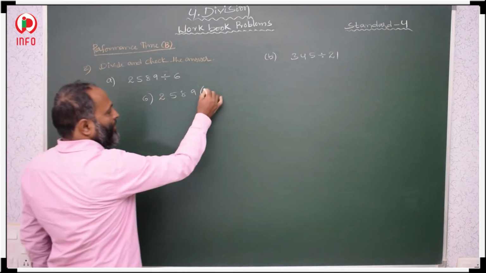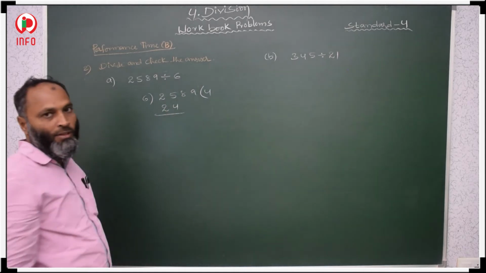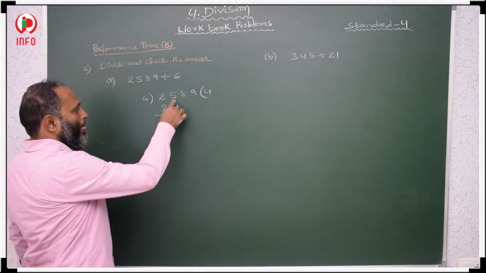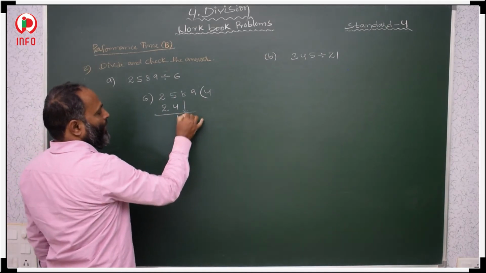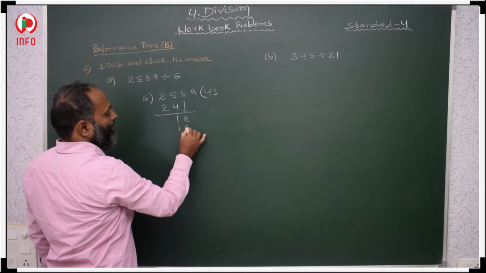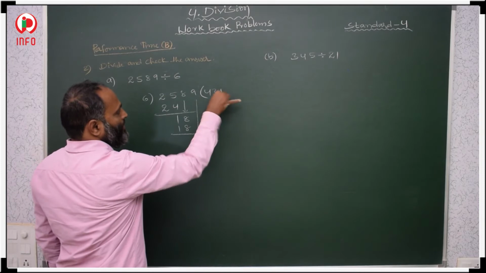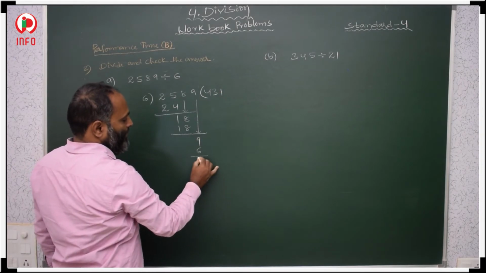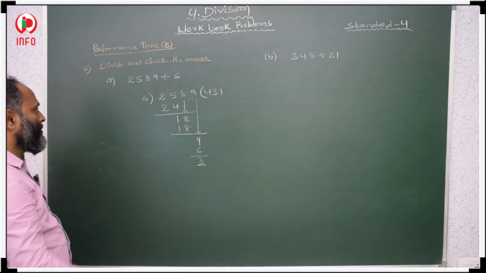So it is lesser than this 6, then we have to take 25. 6 4s are 24, nearest value. Then minus means 1. Again we have to take 8. 6 3s are 18. Now after that we have to take 9. 6 1s are 6. Then answer is here. It is our remainder. Then check.